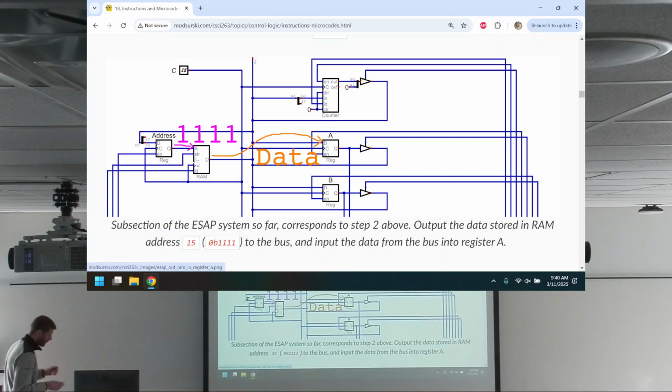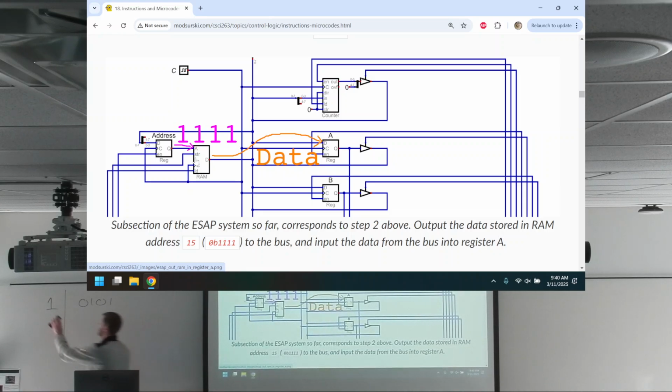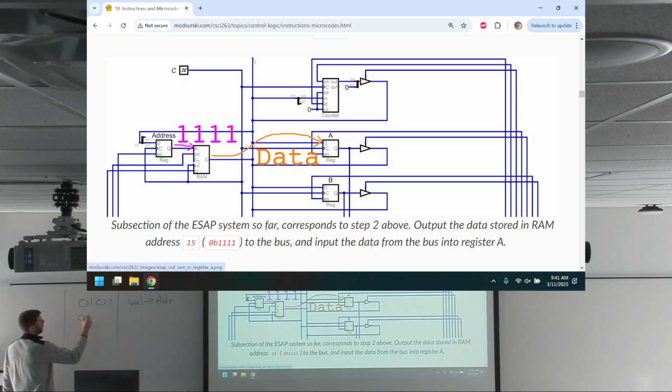Now, I could have one instruction having the bit pattern like 0, 1, 0, 1. I made that up. Whatever it is, it doesn't matter. But some instruction, that 1 doesn't mean 1. I have some instruction that means put some value into the address register. Okay? And then I could have another instruction, say 0, 1, 1, 1, I don't know, that says put the value from RAM into A. That would be 2 instructions, right? So now I have 14 left.